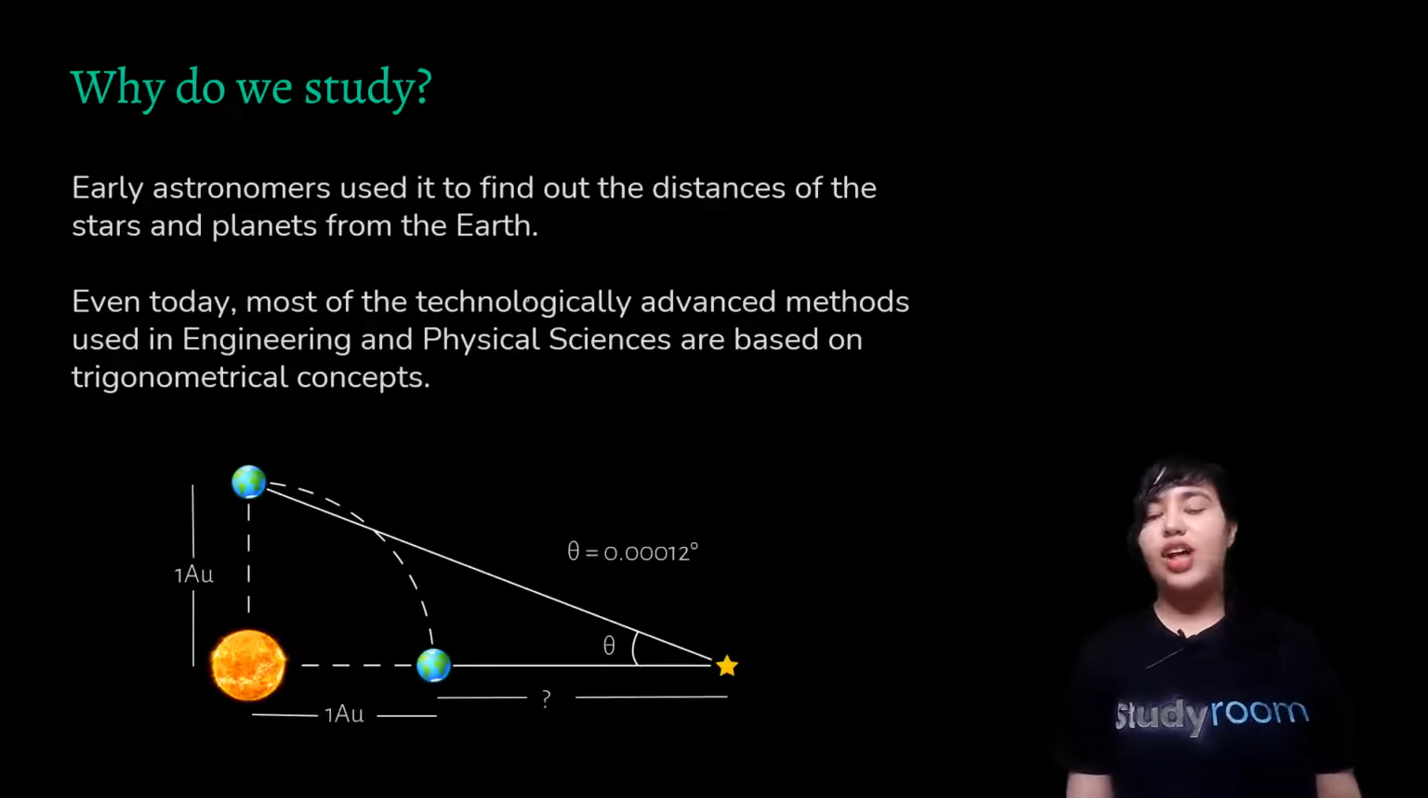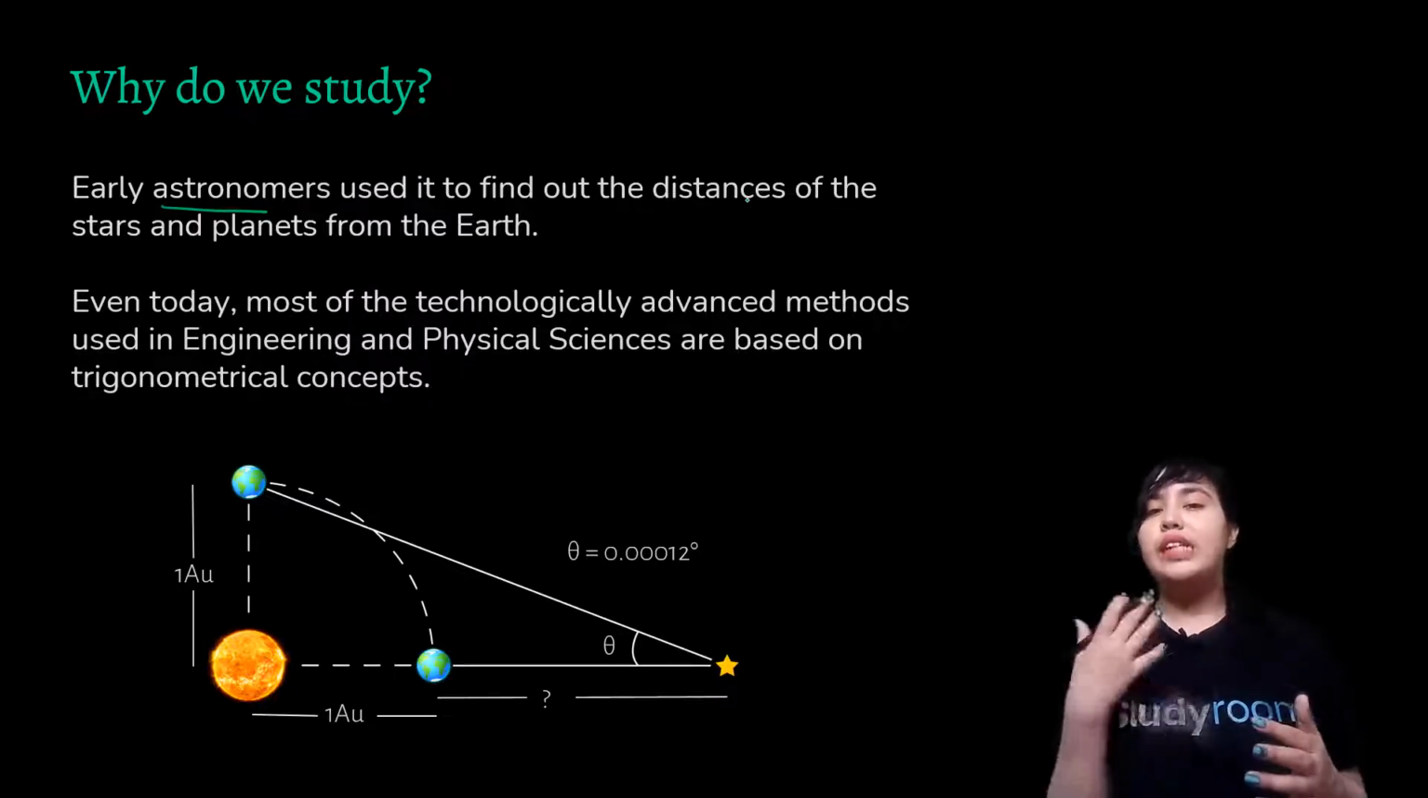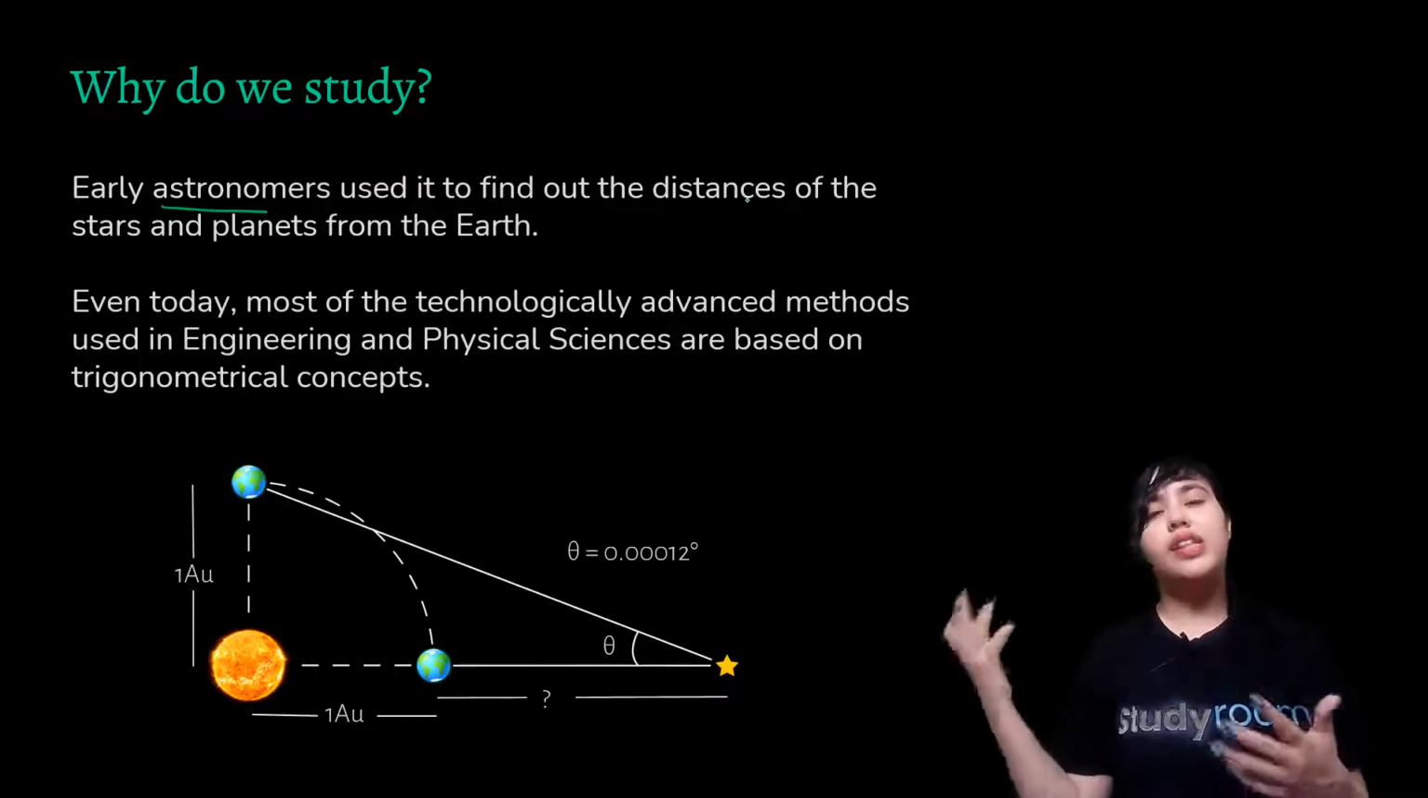Then, like any other chapter, what is the use of trigonometry? What are its applications? It's got numerous applications, and earlier it was used by astronomers to calculate distances. Distances between Earth and Sun and Earth and other stars.